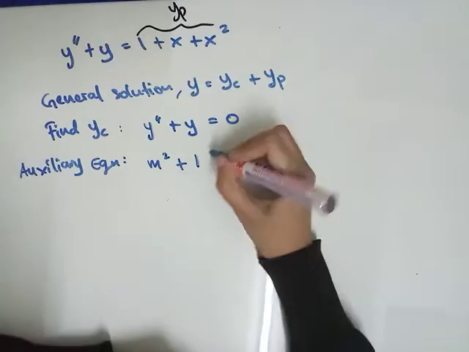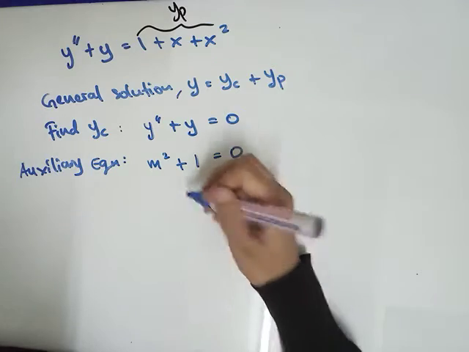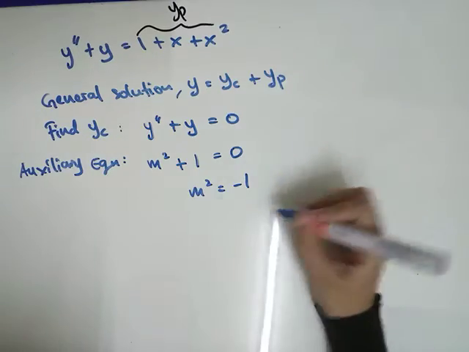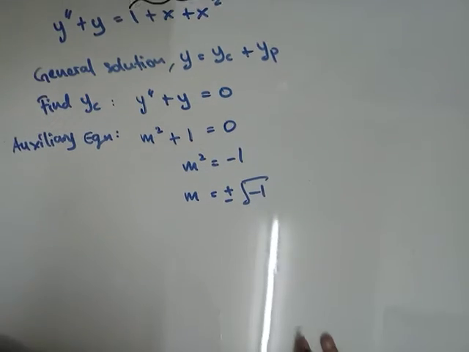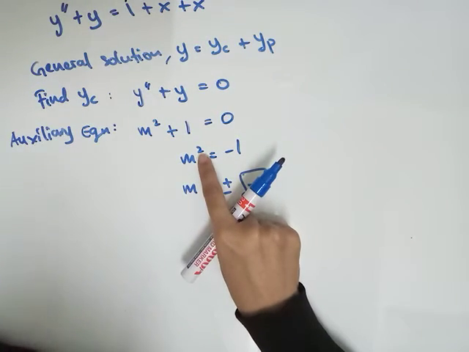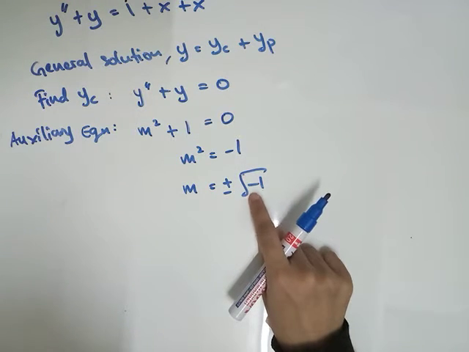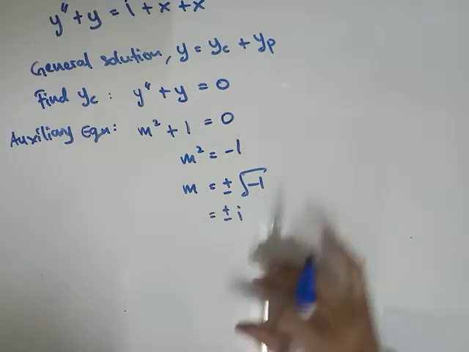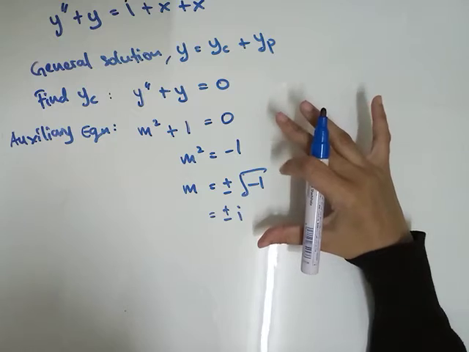And then it is equal to 0. So we need to solve for m. So m squared equals 1. Move to the right, it becomes negative 1. So m equals plus minus square root of negative 1. The power 2 moves to the right and becomes a square root. We know that the square root of negative 1 is i. So in this case, it is case 3, conjugate complex roots. Remember, conjugate complex roots are case 3.